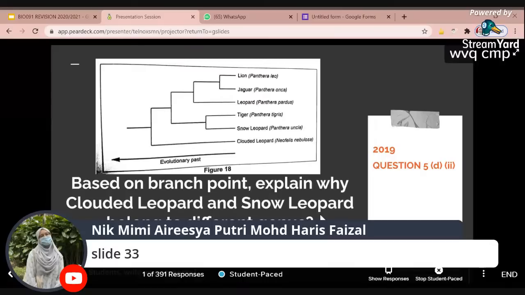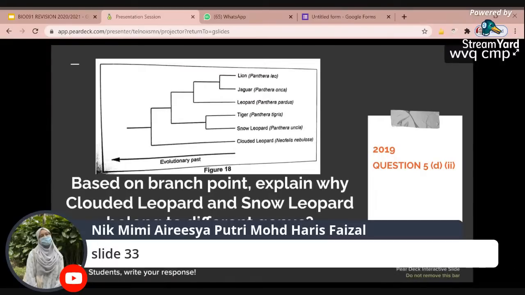Okay. Right, so I think this is the question 2019. Soalan tanya tentang apa nama dia? Phylogenetic tree. So based on the branch point, explain why clouded leopard and snow leopard belongs to the different genus.